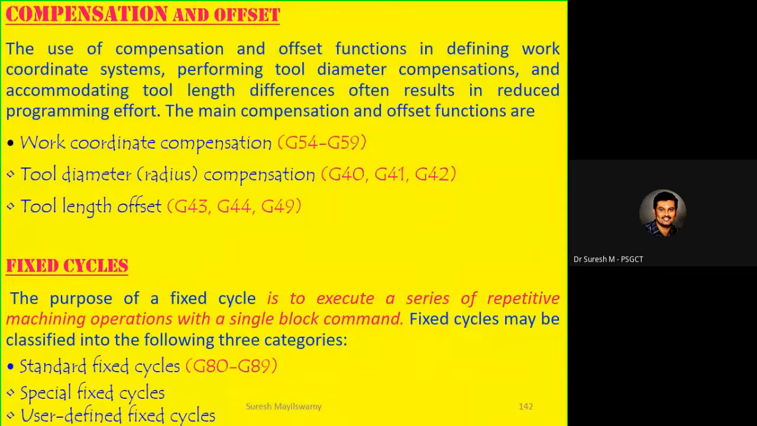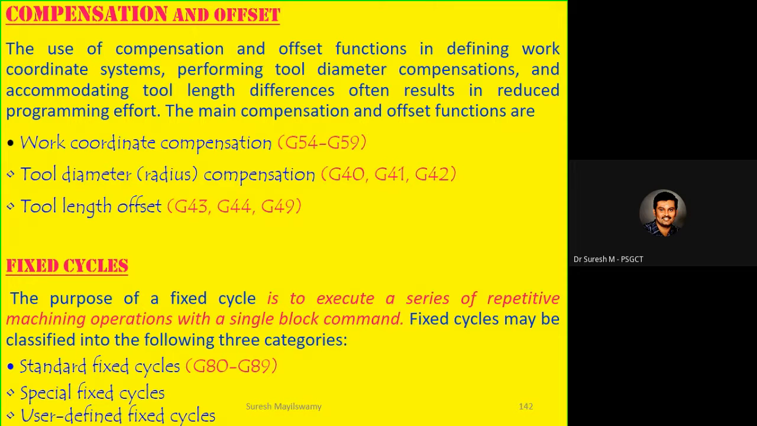And before entering into the program, we should know what compensation is and what offset is. The use of compensation and offset functions in defining work coordinate systems, performing tool diameter compensations or cutter radius compensations, and accommodating tool length compensations often results in reduced programming effort. So the main compensation and offset functions are work coordinate compensation, tool diameter compensation, and tool length compensation. These are the commands used for cutter radius compensation: G40, 41 and 42.